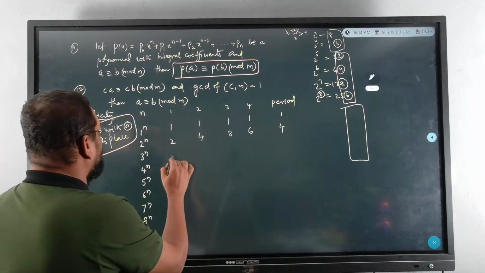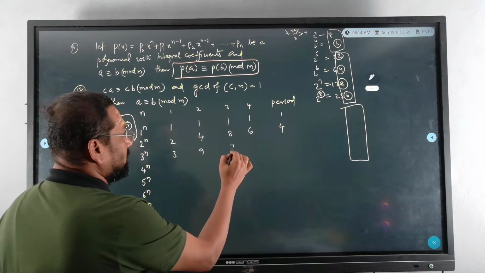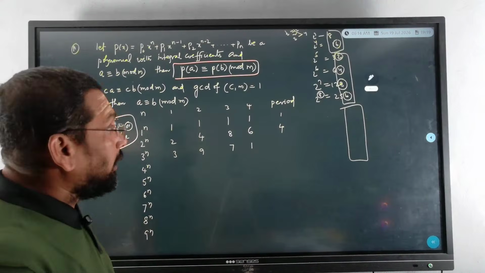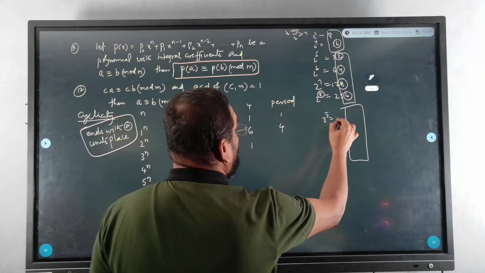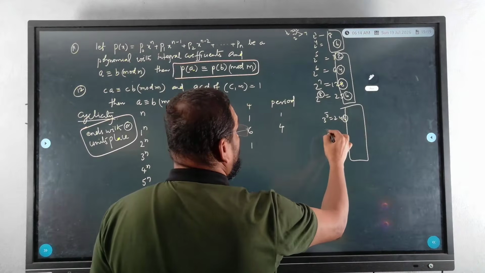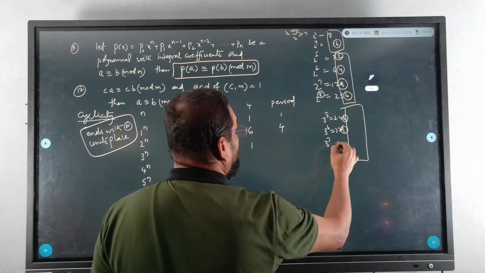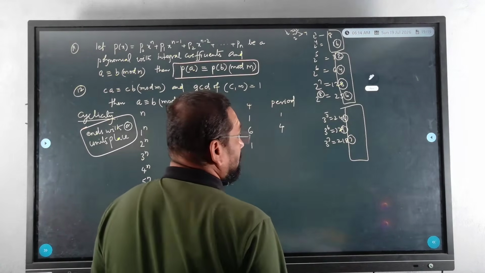Now 3 power n. 3 power 1 ends with 3, 3 square ends with 9, 3 power 3 is 27, ends with 7, 3 power 4 is 81, ends with 1. Again, 3 power 5 is 243, ends with 3. 3 power 6 is 729, ends with 9. 3 power 7 is 2187, ends with 7.